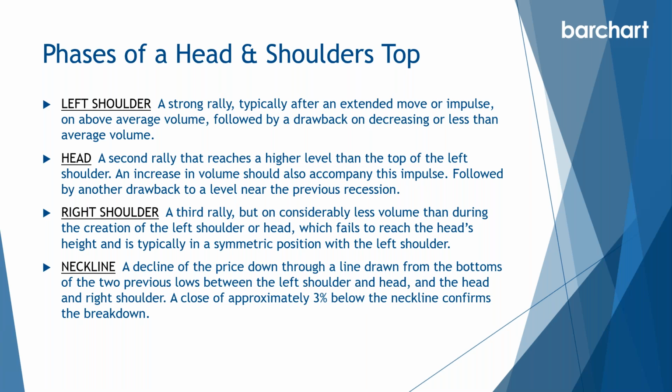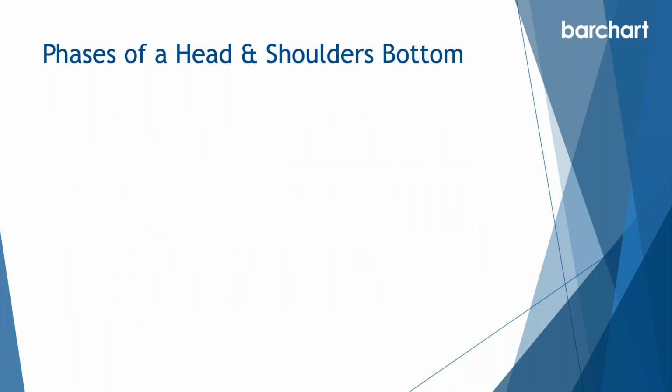So that's the basic components of the head and shoulders top. Let's talk about the head and shoulders bottom. Now, they are opposite for the most part of a head and shoulders top, but the most notable difference is in the volume profile, especially during the second half of completion. So let's look at those phases and see if we can identify the volume profile differences.